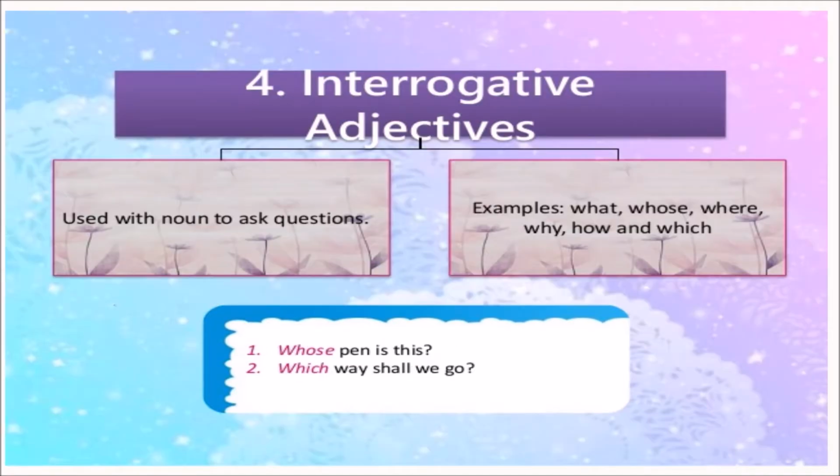Next, let's see about interrogative adjectives. Interrogative adjectives are used with nouns to ask questions. Examples: what, whose, where, why, how and which. Example sentences: whose pen is this? Which way shall we go? Here, whose and which are interrogative adjectives.